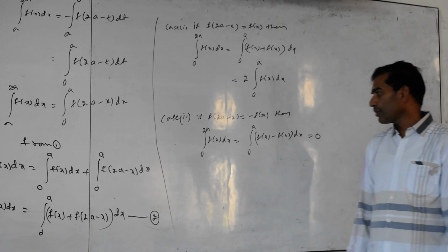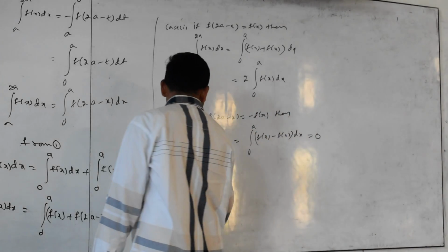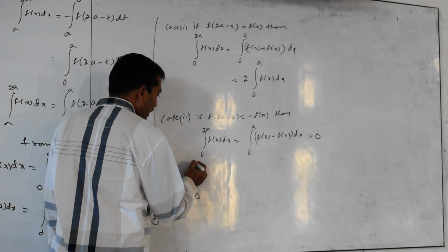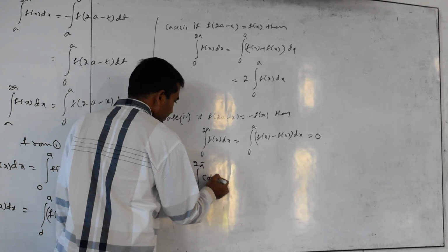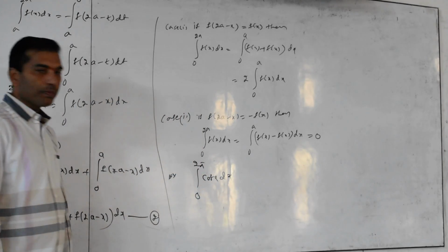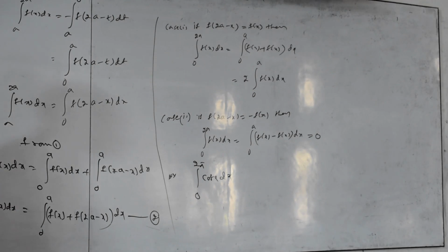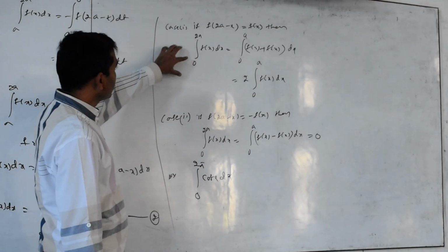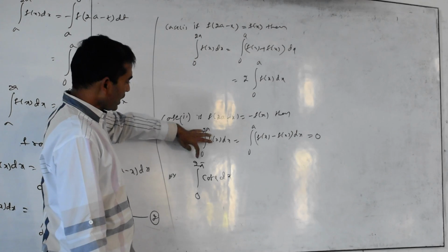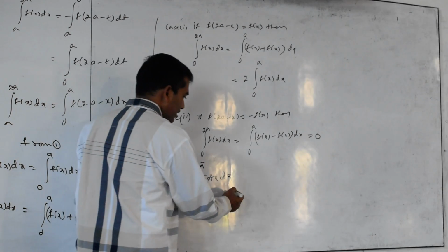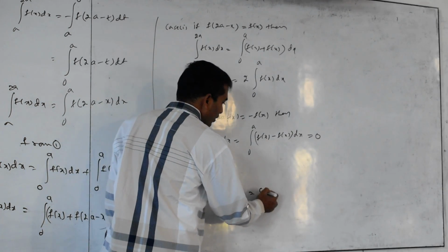Okay, one problem I am going to discuss in an example: the integral from 0 to 2 pi of cos x dx. Is it containing this formula 0 to 2a or not? Yes, 2a is 2 pi. So f of x is equal to cos x.